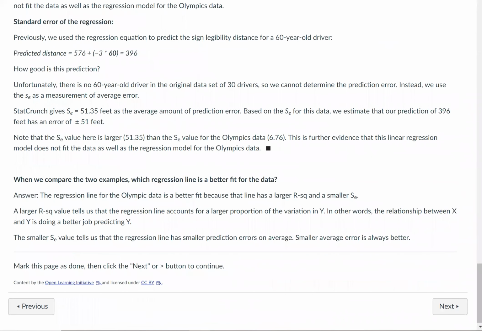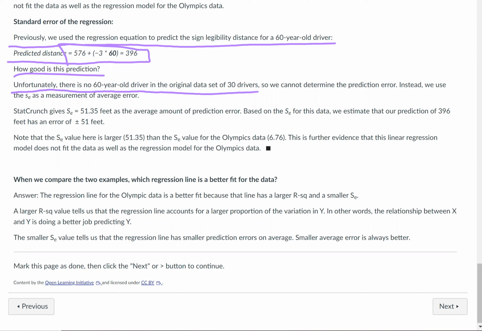Now we'll look at the standard error for the regression. Previously, we used the regression equation to predict the sign legibility distance for a 60-year-old driver. The predicted distance was, as we saw above, 576 plus negative 3 times the age, so 60. And if you multiply that out and add them together, you get 396. How good is that prediction? Unfortunately, we don't have a 60-year-old driver in the original data set of 30 drivers, so we cannot determine the predicted error. Instead, we use the standard error as a measurement of average error.